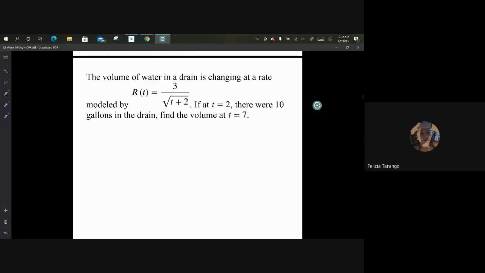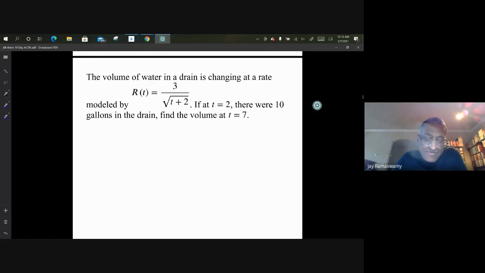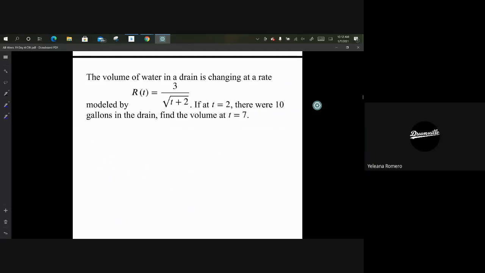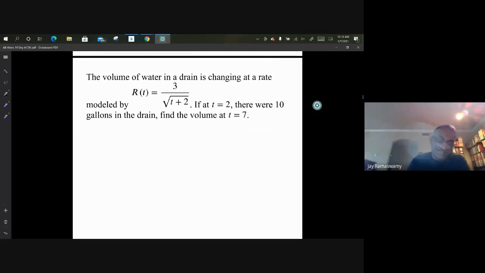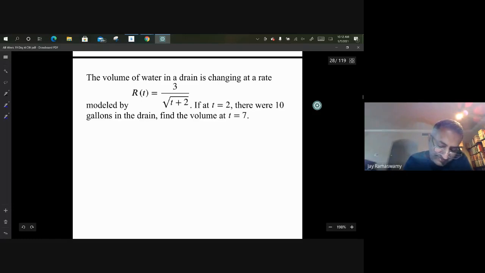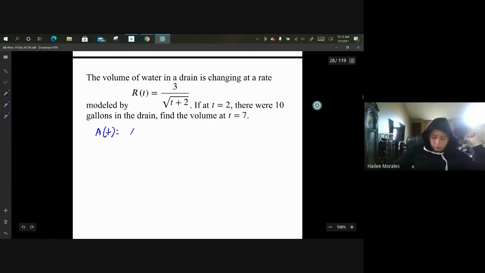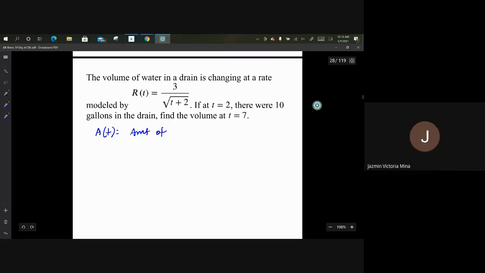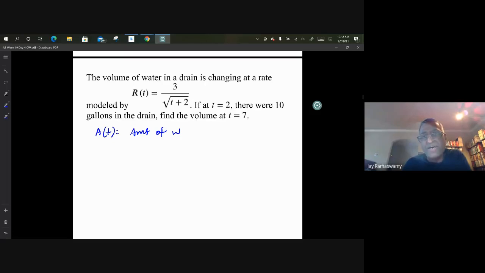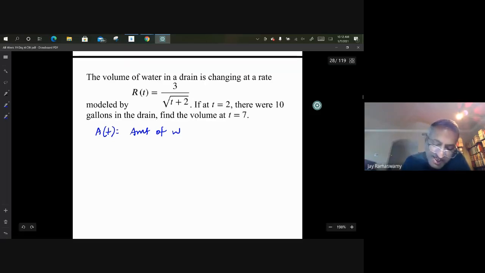Okay, guys, read it with me. The volume of water in a drain is changing at a rate. So smart kids, what should you start writing? Let A of T be the amount of water. I said this before, I'll say it again. The words volume, number, population, they just mean amount, okay? So she didn't say the amount of the volume of water, she just said amount of water in the tank.